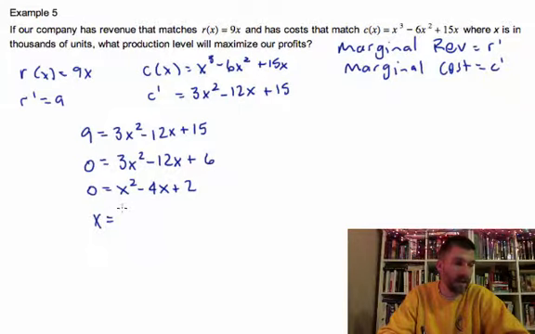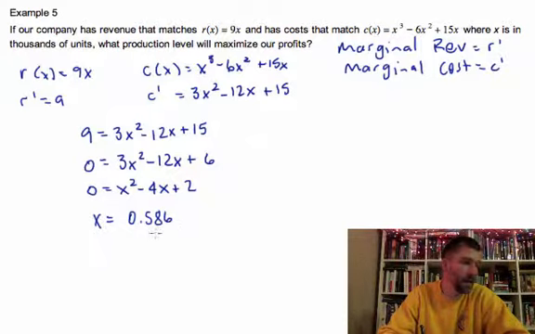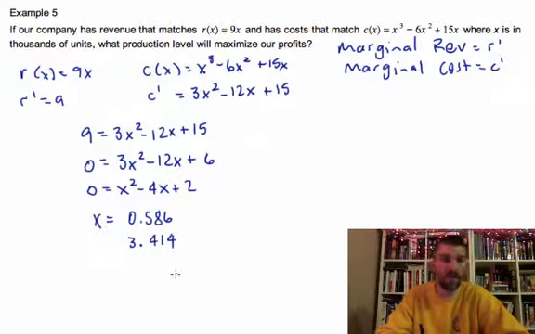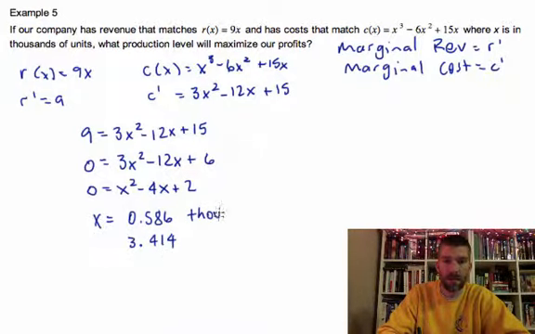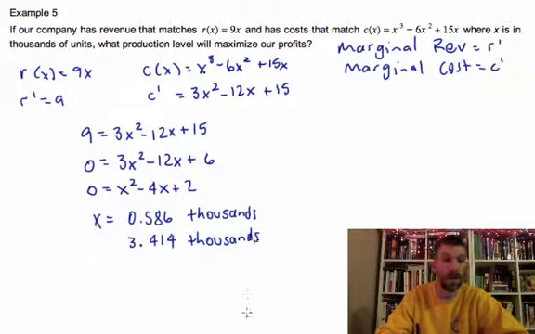So when I punched it in, I get two things. I get 0.586, and I get 3.414. And these are in thousands of units. Okay, these are in thousands. And this is how many units I would need to create in order to maximize my profit.